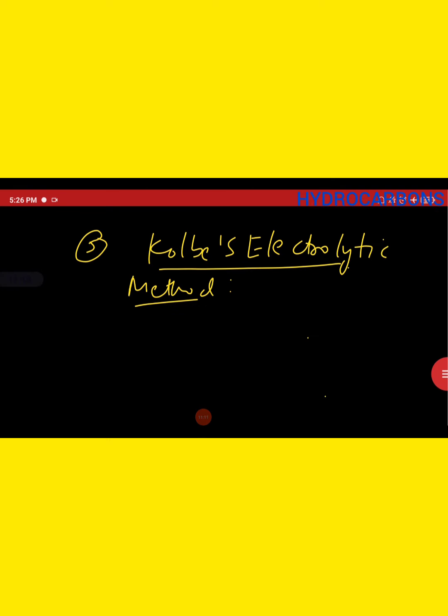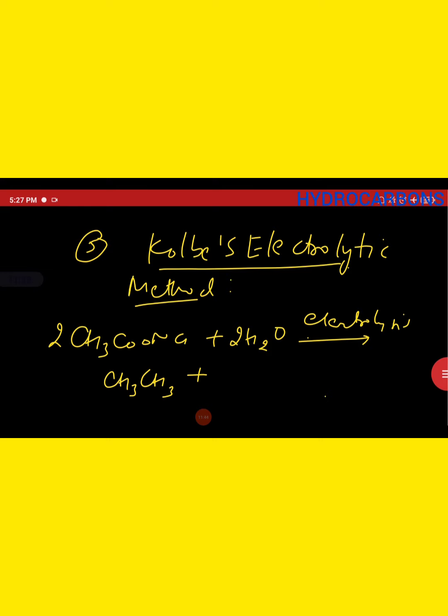Next method of preparation is Kolbe's electrolytic method, in which an aqueous solution of sodium or potassium salt of carboxylic acid on electrolysis gives rise to alkanes. Let us see how this reaction goes on. This is sodium acetate, and in the presence of water, electrolysis is carried out and ethane is formed, and these are the side products. Sodium acetate can be converted into ethane by Kolbe's electrolysis method.